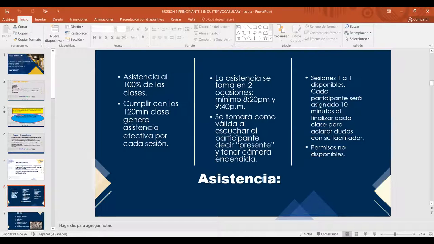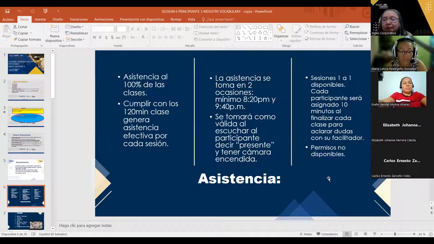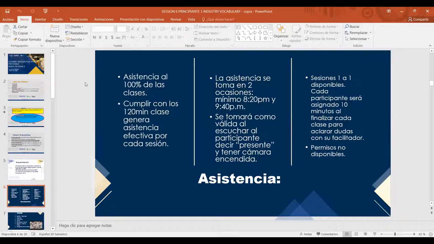What about here, the attendance? Carlos, please help me reading. Carlos, are you here? Carlos Ernesto Sarceño Pides. Yes. Okay, please help me reading the slide about attendance. Okay, in Spanish. Or if you want to translate it, no problem.